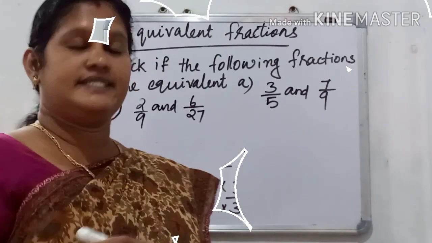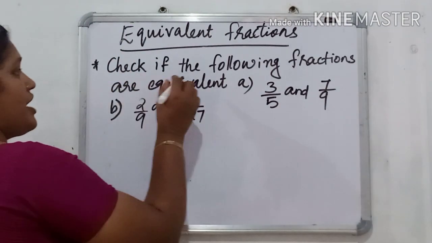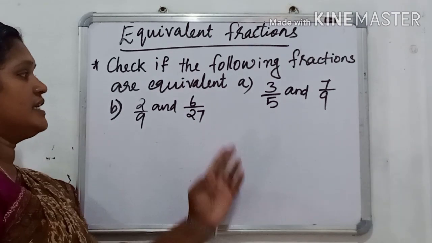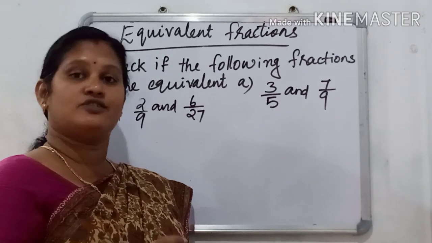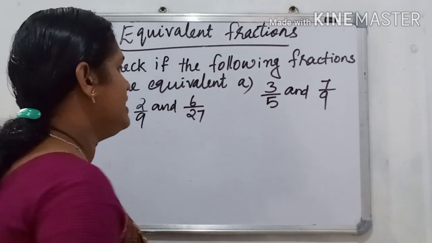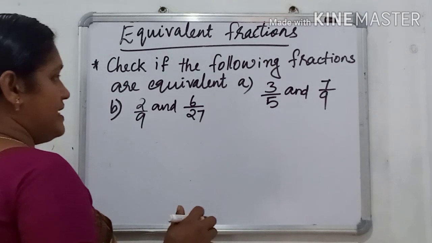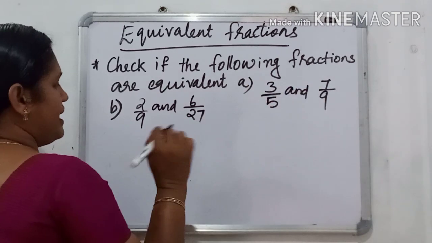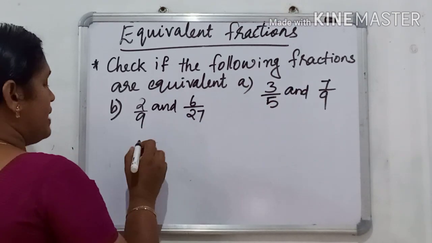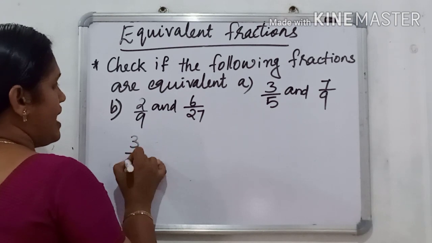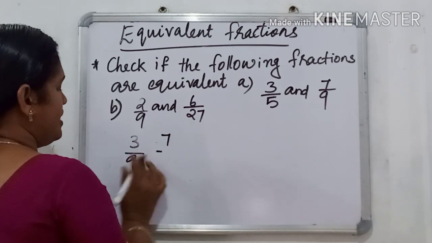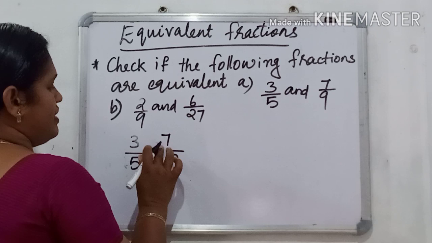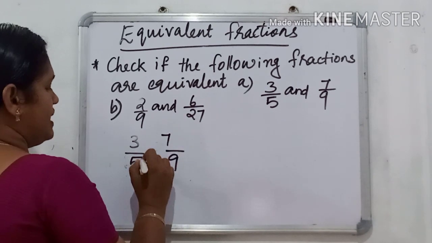Clear? Listen children. Next is check if the following fractions are equivalent. How do we find whether the given two fractions are equivalent or not? Listen, this we already discussed in 4th standard. First one is 3 by 5 and 7 by 9. First cross multiply. 3 by 5 and 7 by 9. Cross multiply like this.